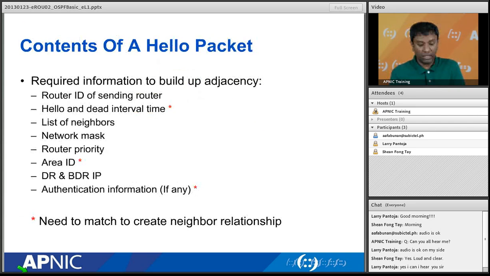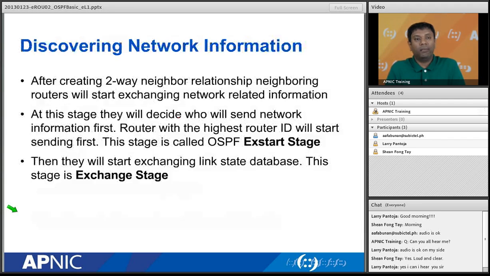What information needs to match? Here is the slide. In the hello, those messages will be included. Out of all those fields, the star-marked ones, like the hello and dead interval, area ID, and any authentication information if there is any, those three must match. When all those match, they build a relationship. We call it the two-way stage, not a neighbor relationship yet, the two-way stage.